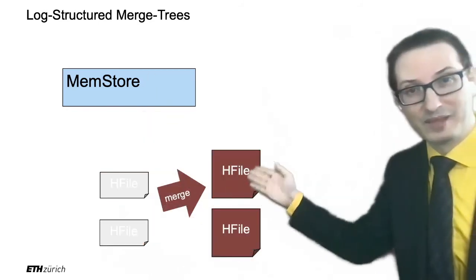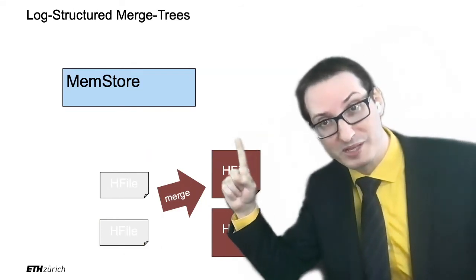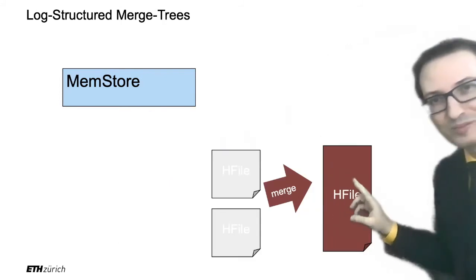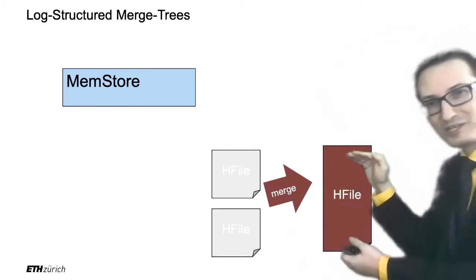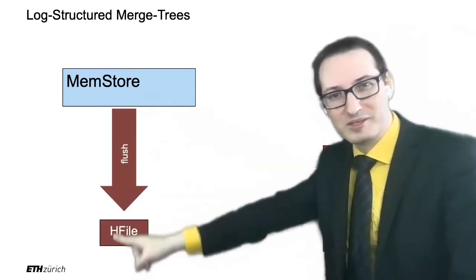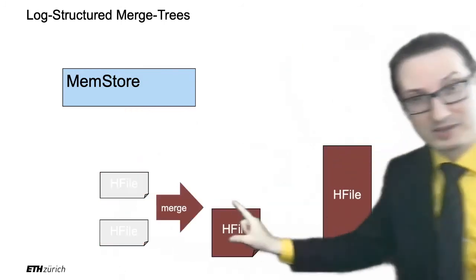I compact them. Now I have two H files of that bigger size. And I said that whenever we have two of the same size, we compact. So now I have an even bigger one. This is the size 4 cheeseburger, right? So now I have an H file there. Then they continue to use the system. I flush, continue, I flush, two of the same size, I compact them.